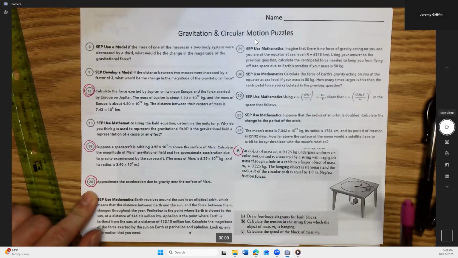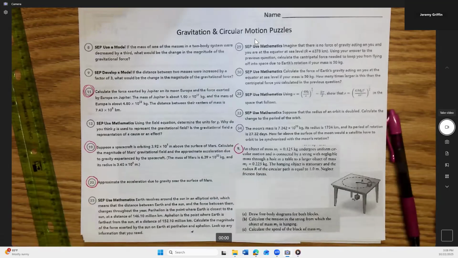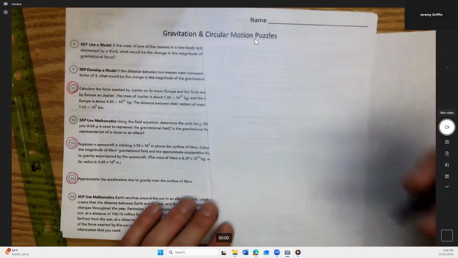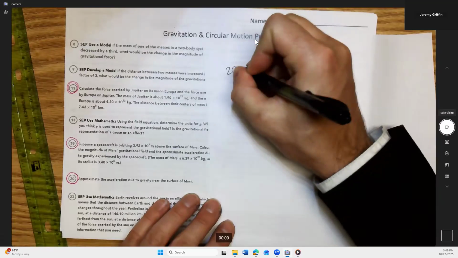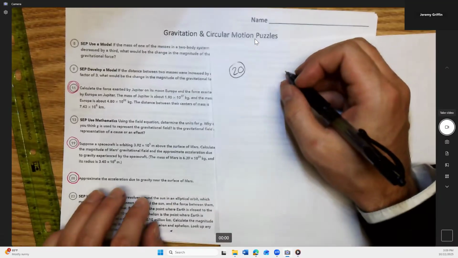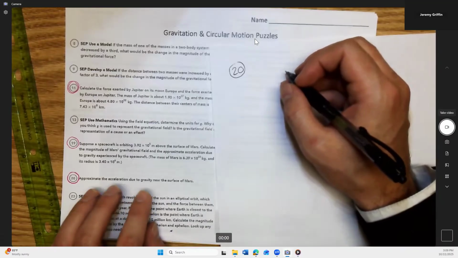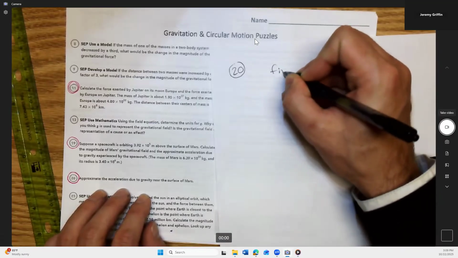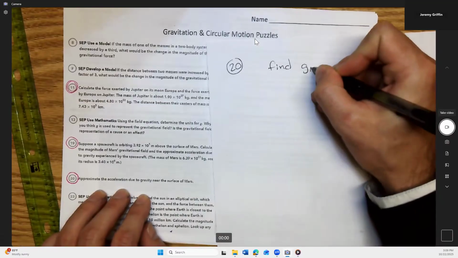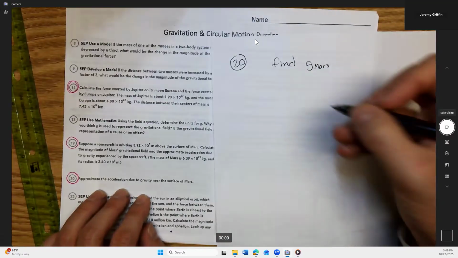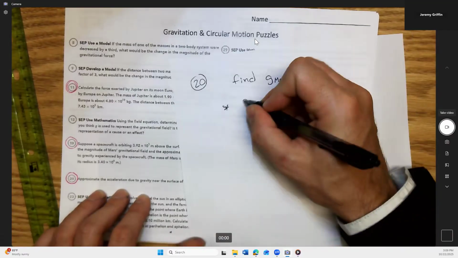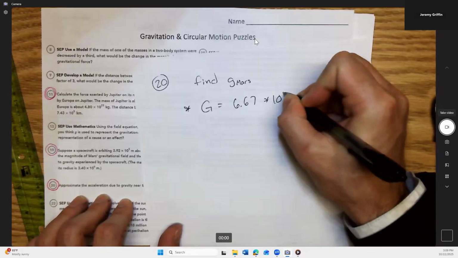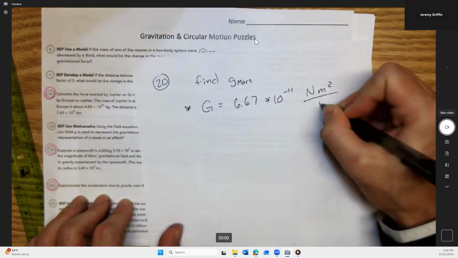Approximate the acceleration due to gravity near the surface of Mars. That's really open-ended, so I think you need some information to be able to answer something like that. So, number 20, what information? You need 3 pieces of knowledge. What 3 pieces of knowledge do you need to answer a question like number 20? Okay, so find the gravity field at the surface of Mars. Do you know the universal gravity constant? Okay. 6.67 times 10 to the negative 11 meters squared per kilogram squared.